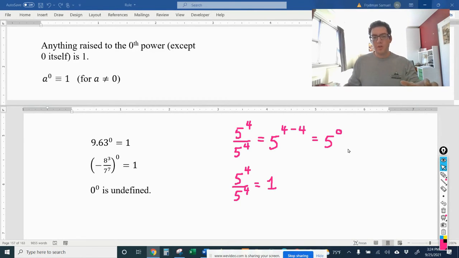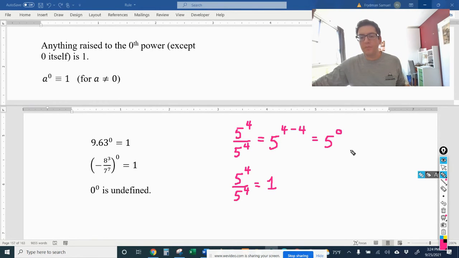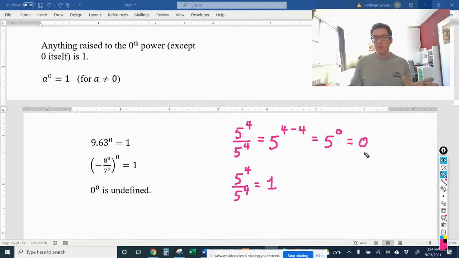Now, a few minutes ago, before I told you this, you might have thought that something raised to the power of 0 is equal to 0. But now hopefully you'll realize that if we defined it like this, then we would get an inconsistency. Then we would be saying that 5 to the 4th over 5 to the 4th is 0, but 5 to the 4th over 5 to the 4th is also 1. And that doesn't make sense. How can something be 0 and 1 at the same time?